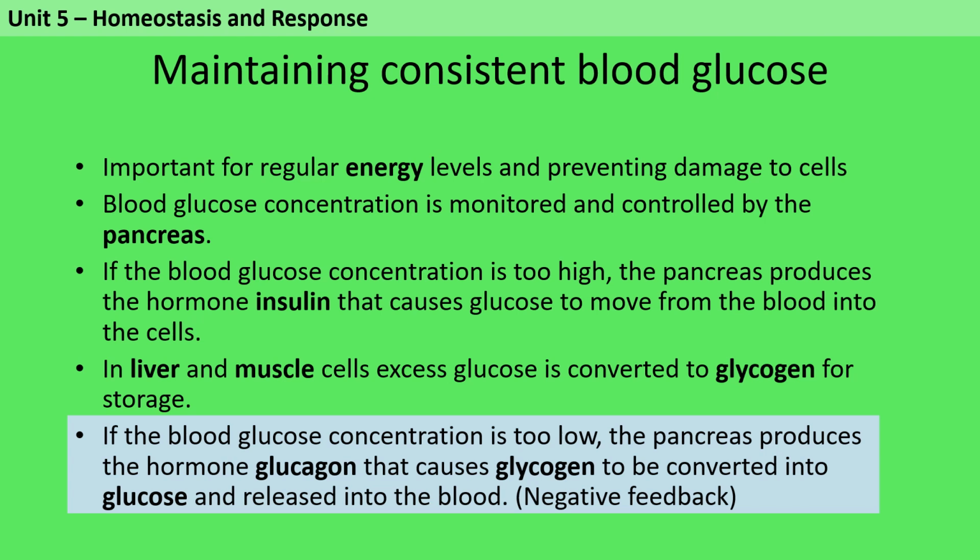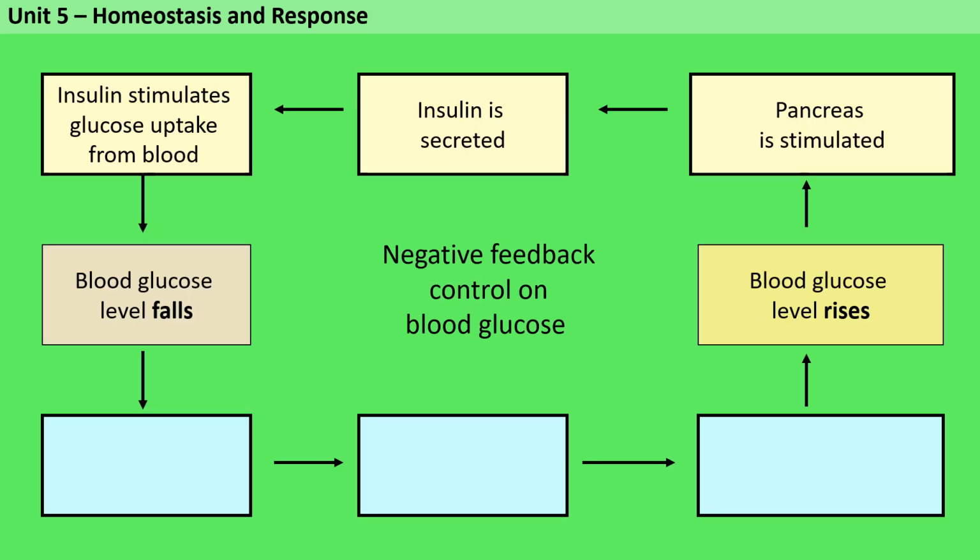If you're taking the higher tier, then you also need to know about glucagon, which is the hormone that works in reverse. So when blood glucose levels get too low, the pancreas makes glucagon and glycogen is turned back into glucose. We can see this in action here.